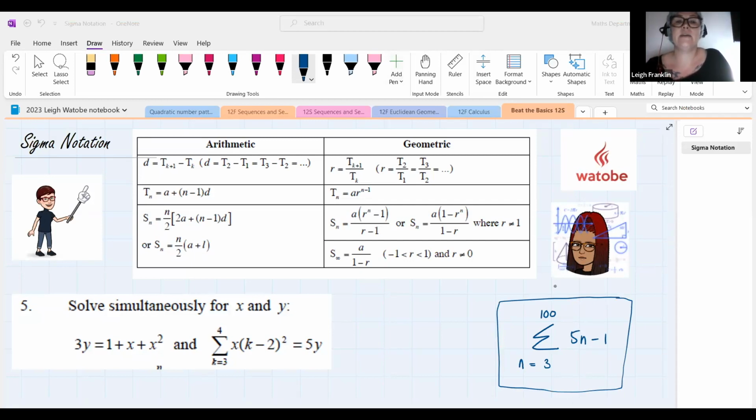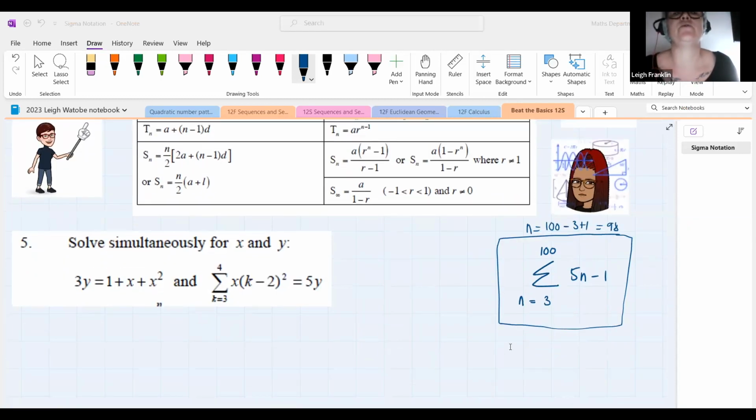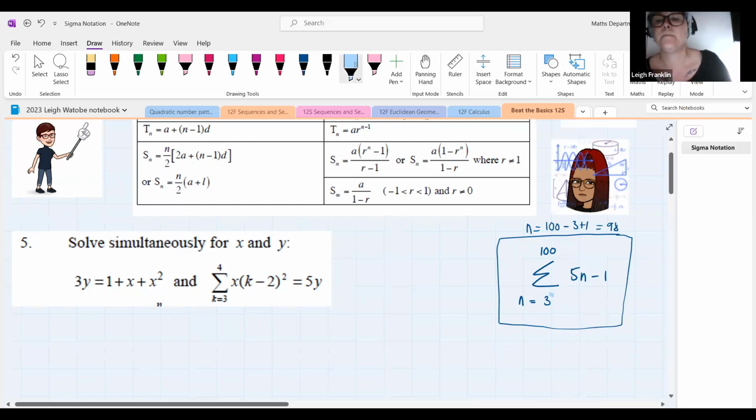There we go, Ayanda. So the number at the top minus the number at the bottom plus 1. Okay, so the number of terms in this particular pattern would be 100 minus 3 plus 1, which would be 98 terms. So if we know that, Ayanda, then we probably know sigma notation pretty well. All right, so what does the 3 represent? Let's just finish this off.